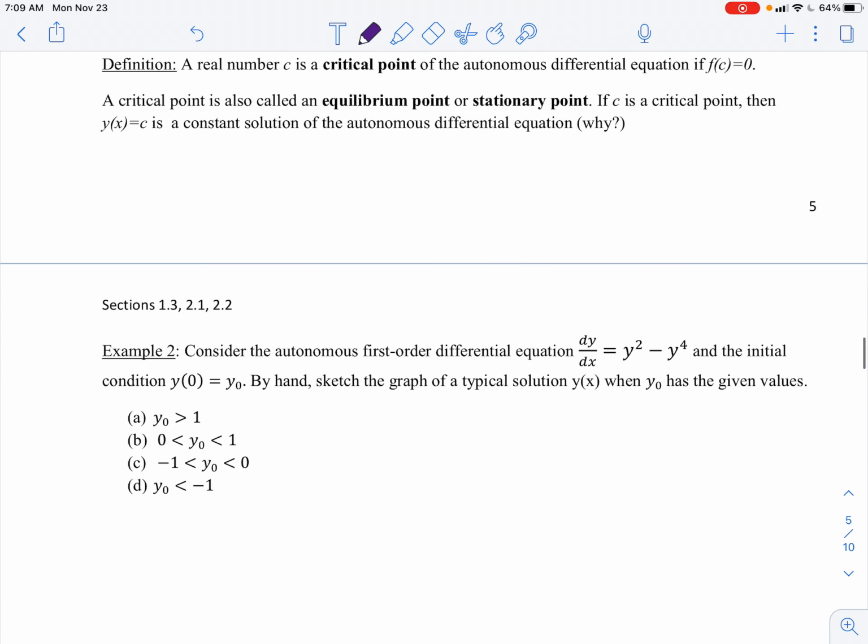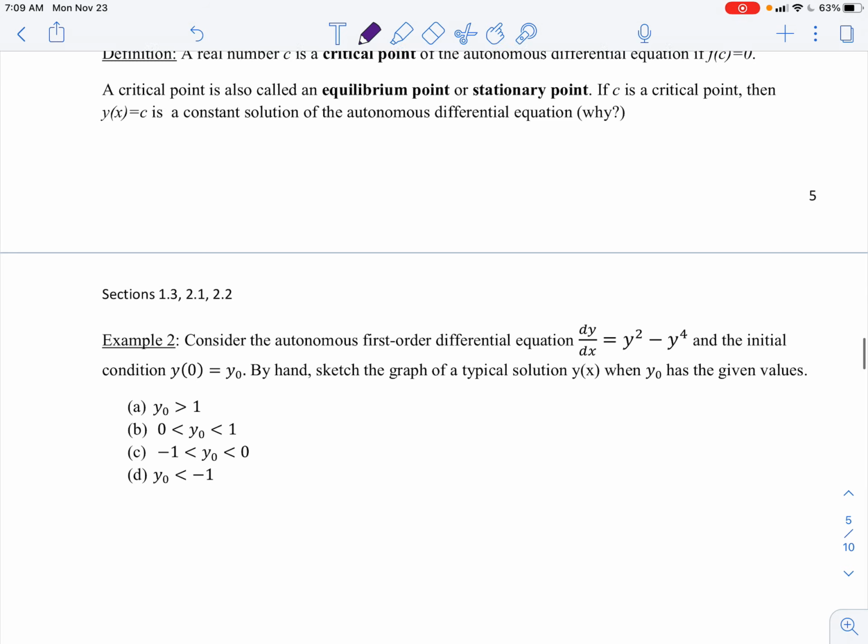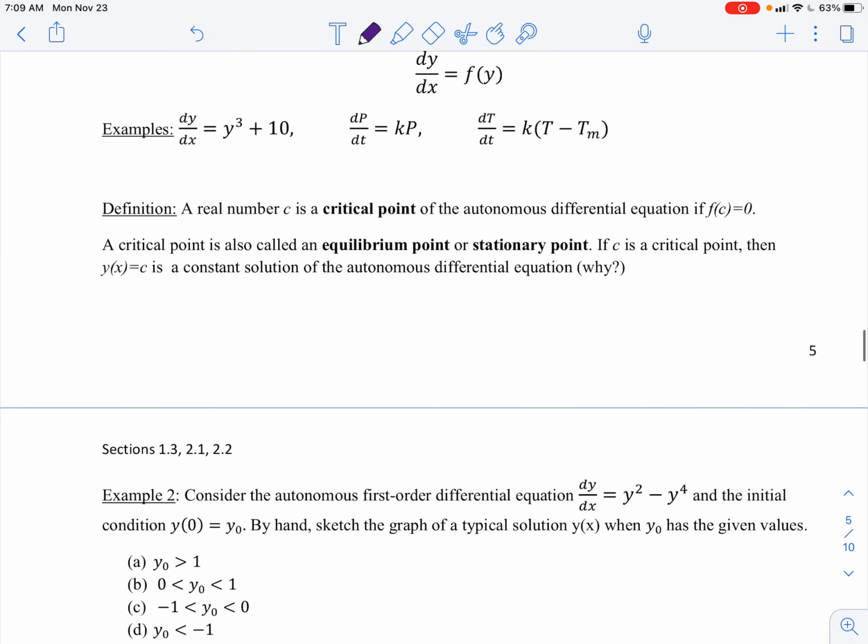So example 2, consider the... should I go ahead? We'll stop here and then we'll go on to the next one.